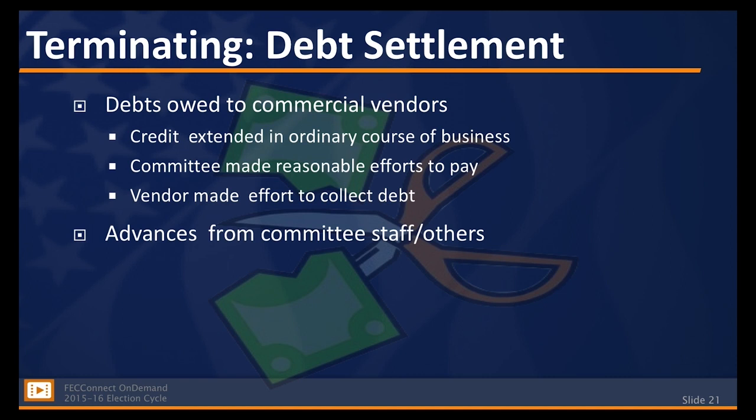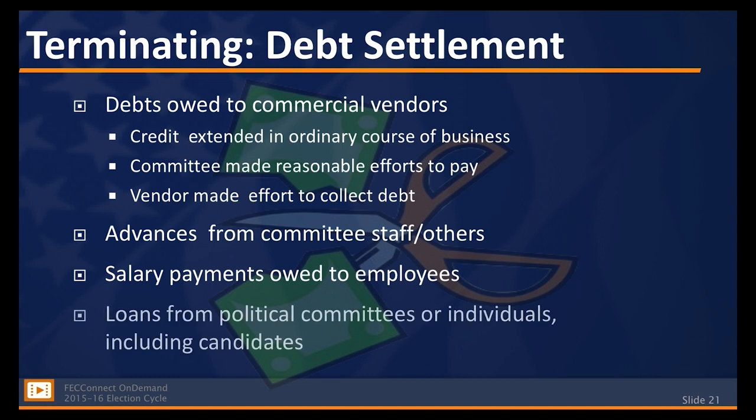Also subject to settlement are debts arising from advances by committee staff and other individuals, salary owed to committee employees, and debts arising from loans from political committees or individuals, including candidates. Disputed debts are not subject to settlement. After you submit a debt settlement plan, you may receive a letter from the Commission asking for additional information. You'll receive a written notification once the Commission has approved the debt settlement plan.